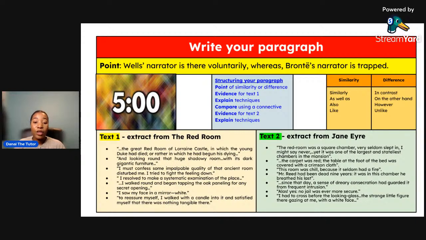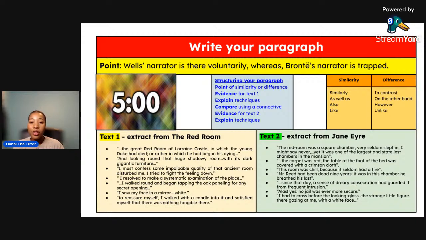And then after you do that, use a comparison connective. I've got them there in the orange table, whether it's a similarity or difference. Because this is a difference, you might pick in contrast. So whatever you've said about text one, then you contrast it. And you say, in contrast, text two shows, and again, we know that we're going to talk about the fact that she is trapped.